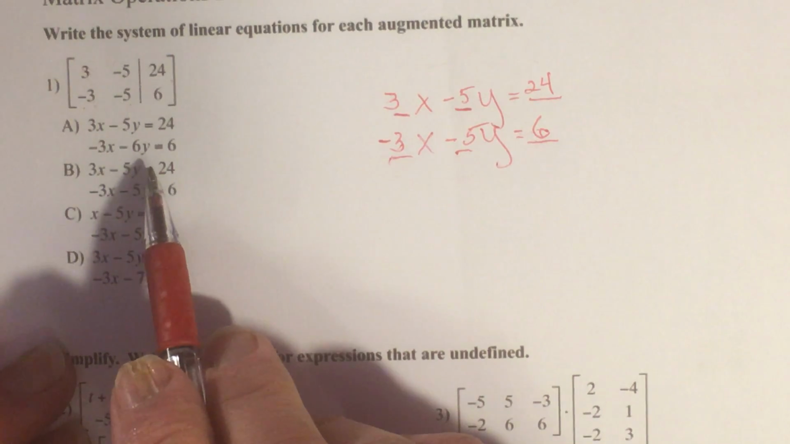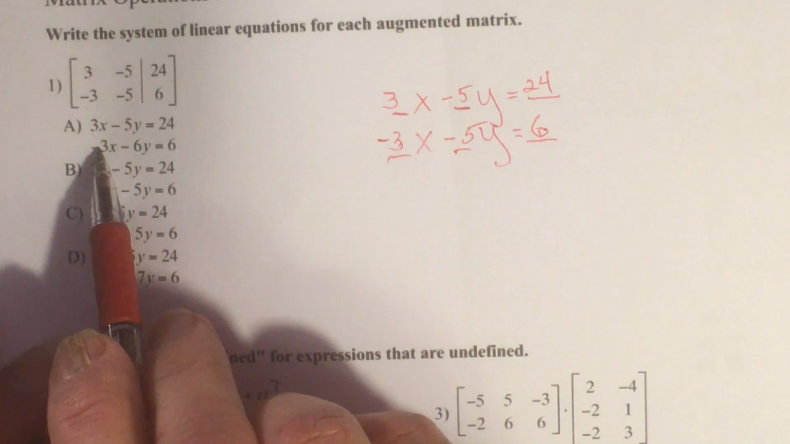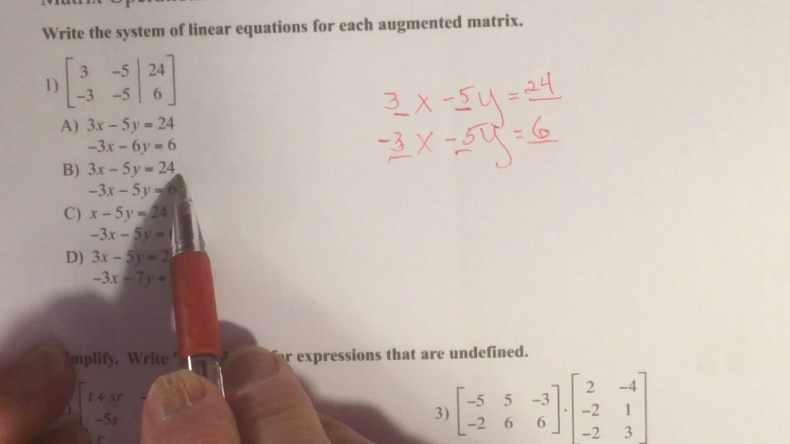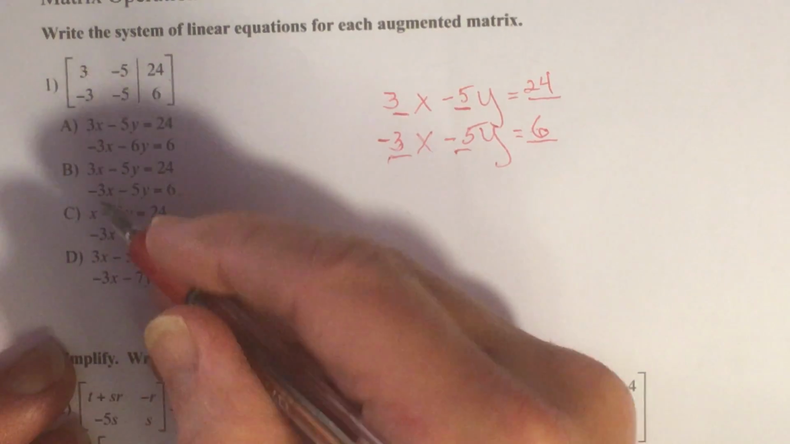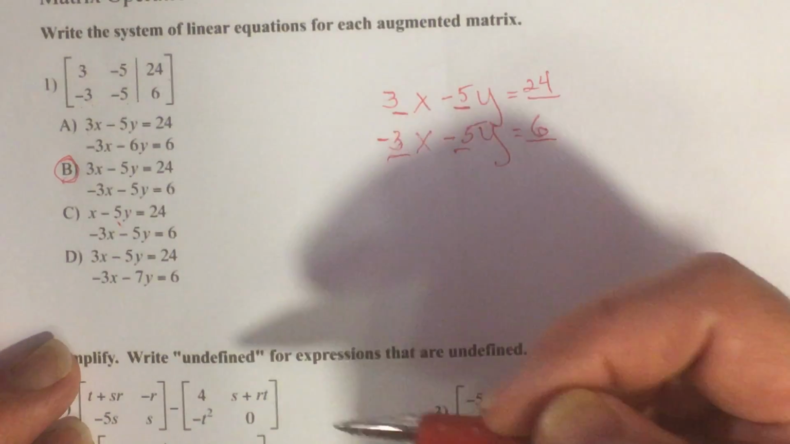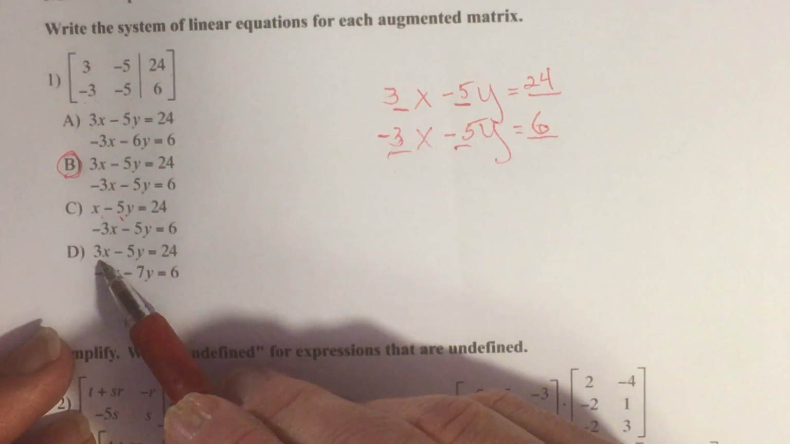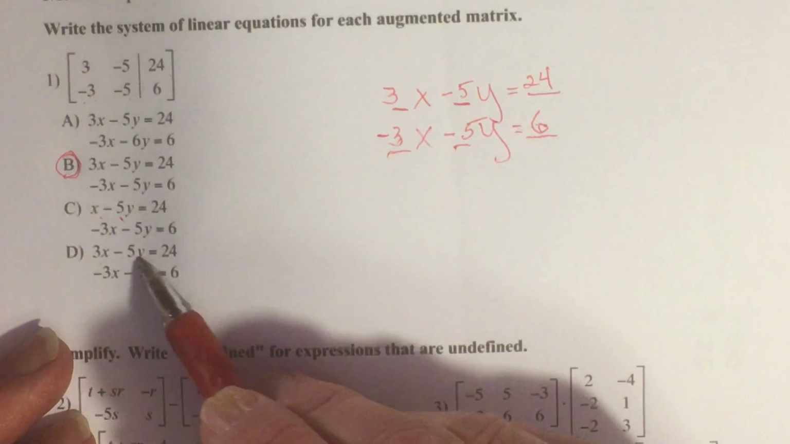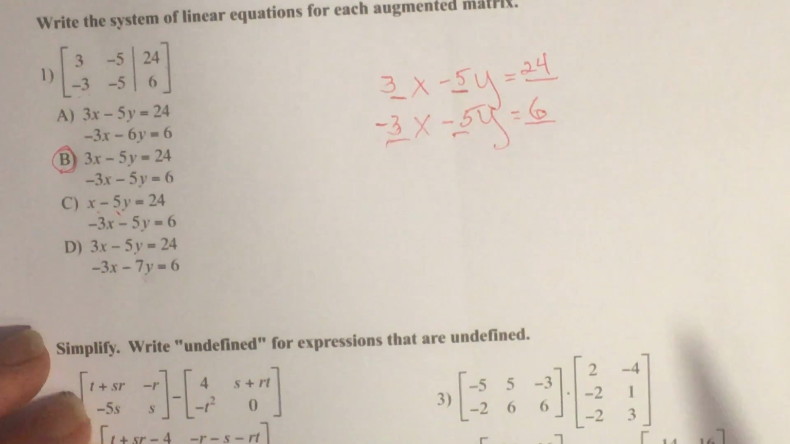And let's see, which one would that be? Could be this one? No, because of the 6. Could it be this one? 3x minus 5y is 24. -3x minus 5y is 6. It should be this one right here. Okay, and that's the answer. Just double checking here, this doesn't have the 3, and this one here doesn't have the -5. I don't even know where they got the 7 from. So that was the answer to that one. The answer was B.